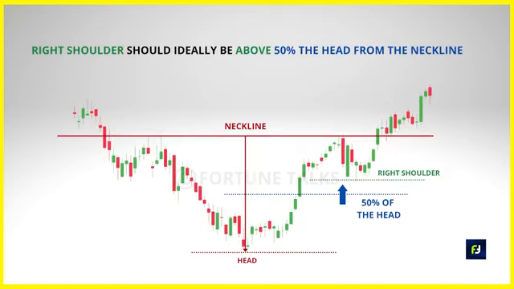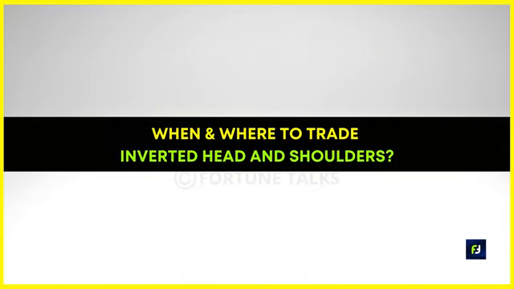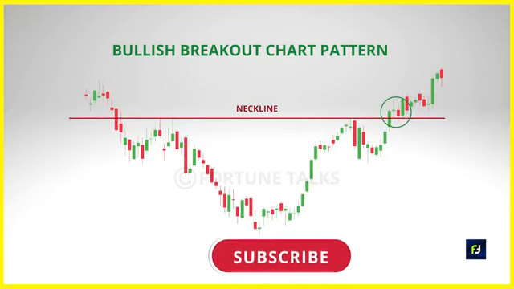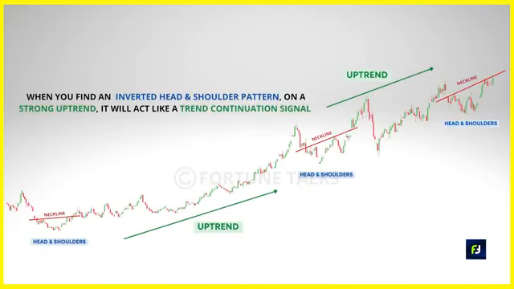So a rule that you can follow is that the right shoulder should be above 50% of the head of the pattern. Now let's talk about when you trade the inverse head and shoulder pattern. Even though this is a reversal pattern, the idea that the inverse head and shoulder pattern is a bullish breakout pattern is more prominent. So it makes sense to trade this pattern when the market is in an uptrend. And when you trade the inverse head and shoulder pattern in an uptrend, you just increase your odds of winning because you are now trading with the trend and not against it.